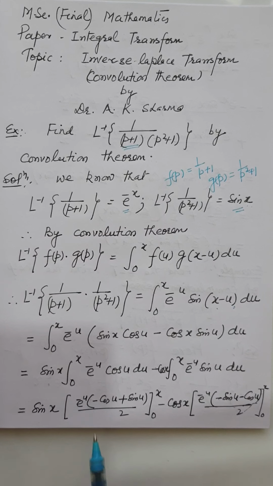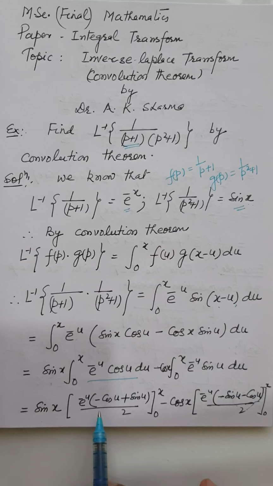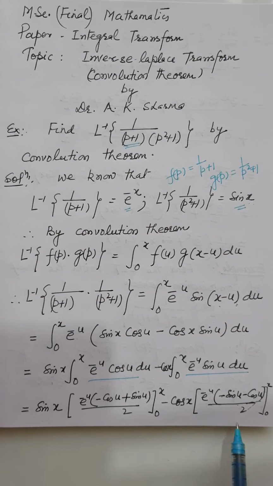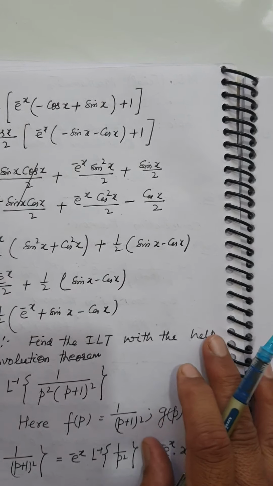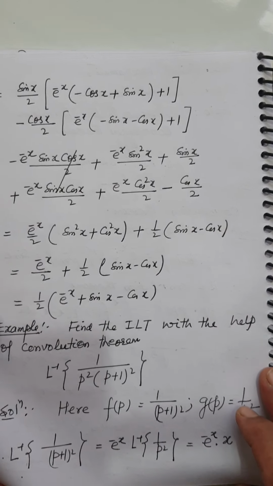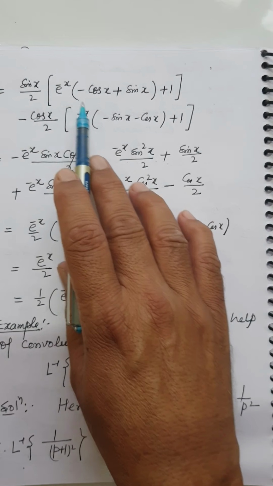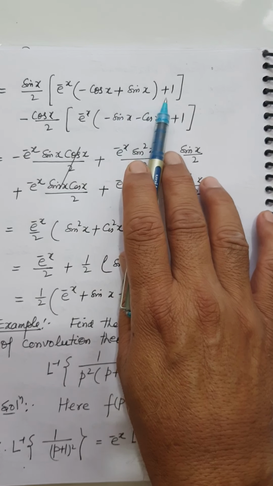For sin x, integrating by parts, we get e raised to power minus u times (minus cos u plus sin u) upon 2, with limit 0 to x. Minus cos x, integrating by parts this one, e raised to power minus u times (minus sin u minus cos u) upon 2, from 0 to x. Sin x upon 2 times e raised to power minus x (minus cos x plus sin x) plus cos 0.